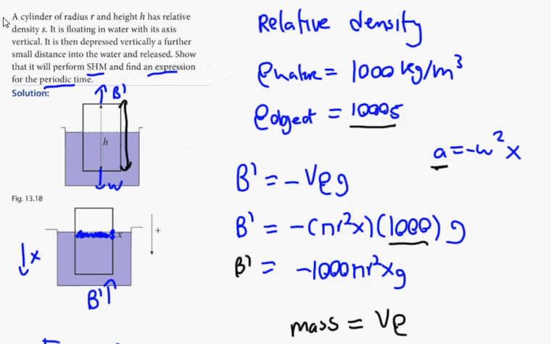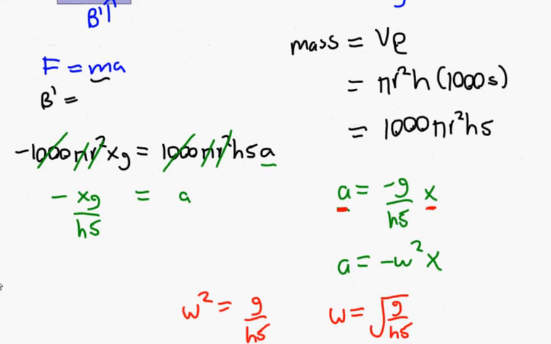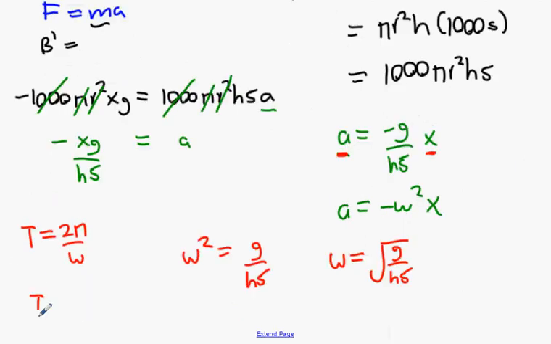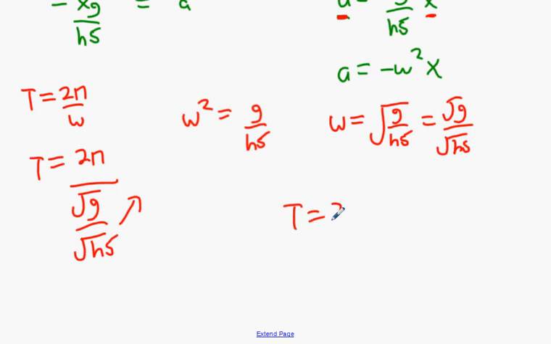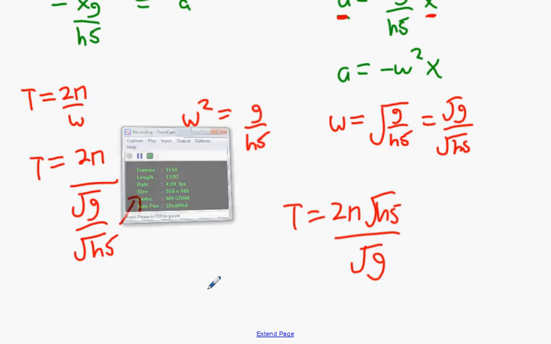Question asked me for the periodic time, right? Periodic time. So the periodic time, T equals 2 pi over omega, which is going to be T equals 2 pi over root g over root h s. Do you see what I did there? Just broke it up into two separate thirds. You're allowed to do that. Then I'm going to turn the bottom one upside down. So it's going to be T equals 2 pi root h s all over root g. Everybody happy with that? Cool.